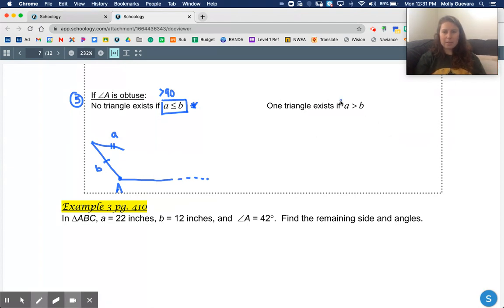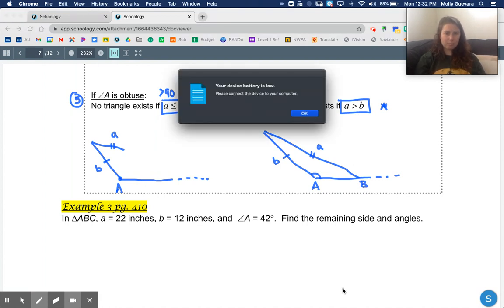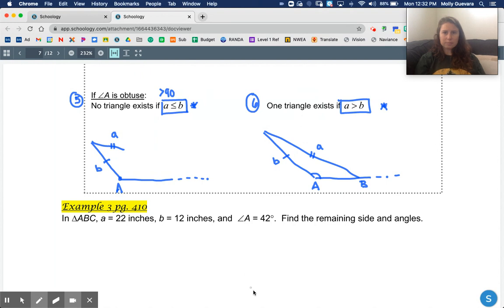If A is bigger than B, then case 6, then there's one triangle that exists. Then here's A. It's obtuse, right? And if A is longer than B, then it will go ahead and reach all the way down here to angle B. Okay, so hopefully that makes sense. That was a lot of information.